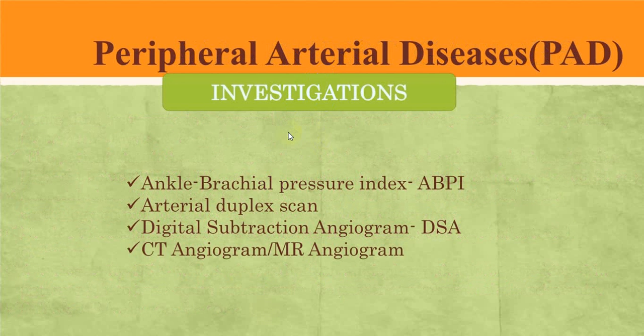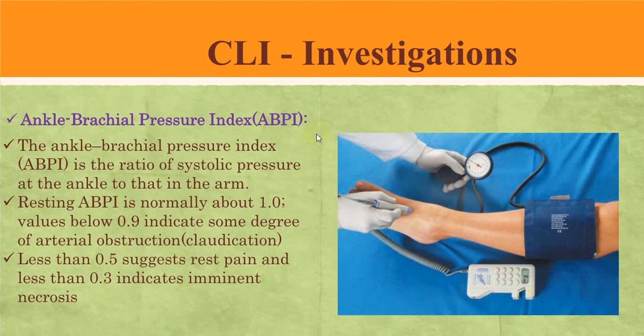As far as chronic limb ischemia is concerned, ABI index, arterial duplex, then you can go for digital subtraction angiography, CT angio or MRI angio, etc. may be helpful. So in chronic limb ischemia, ABI index is very, very helpful.